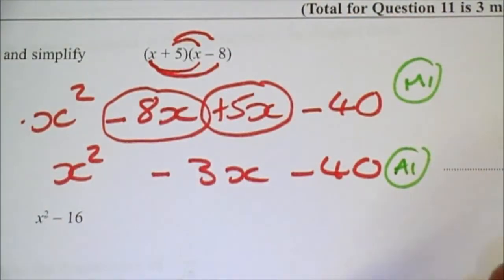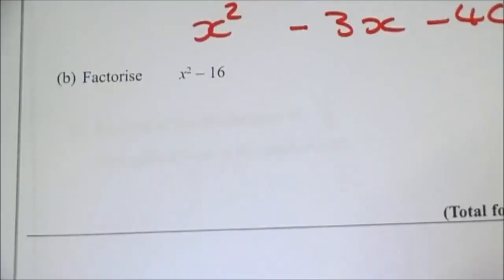Okay, so they're quite generous if you got the actual terms correct. 12b, they want you to factorise x squared minus 16. Now, we did some factorising earlier on in the paper. At the front of the paper, if they're asking you to factorise, it's going to go into a single bracket and it's not going to be massively complicated.